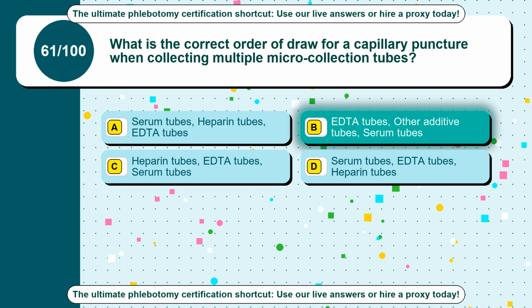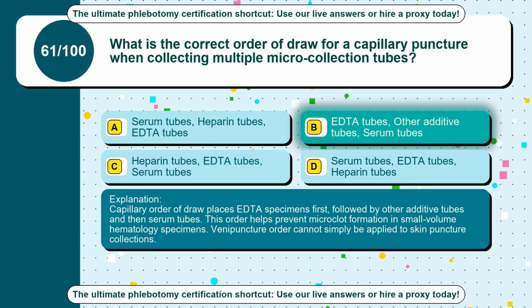The correct answer is option B, EDTA tubes, other additive tubes, serum tubes. Capillary order of draw places EDTA specimens first, followed by other additive tubes and then serum tubes. This order helps prevent microclot formation in small volume hematology specimens. Venipuncture order cannot simply be applied to skin puncture collections.